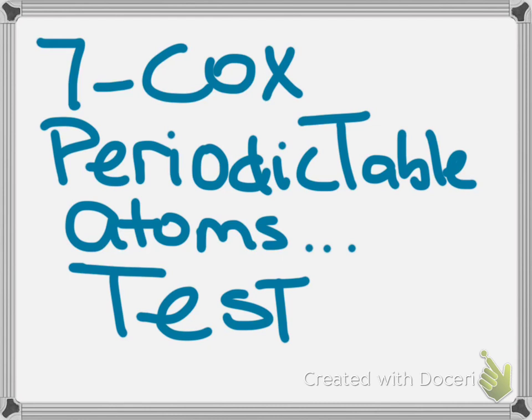Number 12, the chart lists some substances and their symbols. How many of these substances are an example of an element? So looking at that chart, is it going to be 1, 2, 3, or 4?